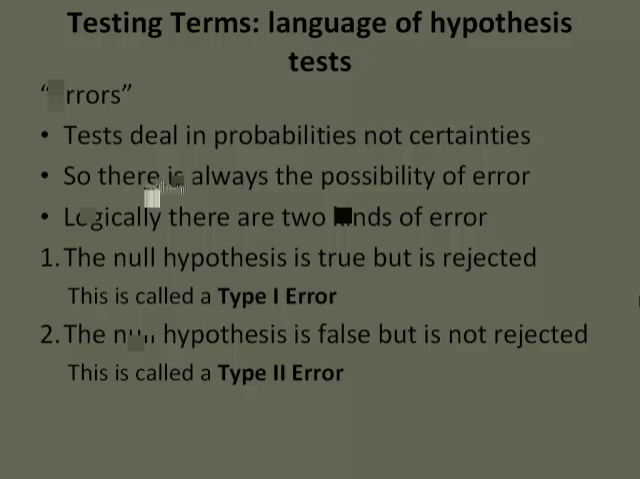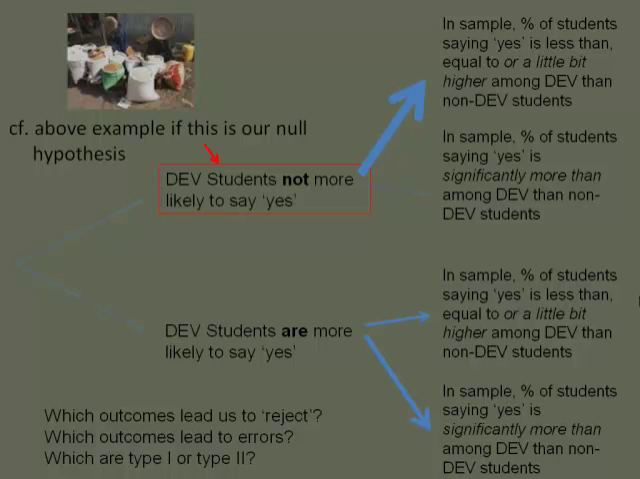For example, in the one I gave you above, if that's a null hypothesis, then which outcomes lead us to reject this? Well, it's if we see that. So if this is what we start believing, that dev students are no more likely than non-dev to say yes. If we see this, we're not going to reject it. If we see this, we will reject it. But we don't know whether we're here or here. So if we're actually here, we've made a mistake because it's true. If we're here, we're right.